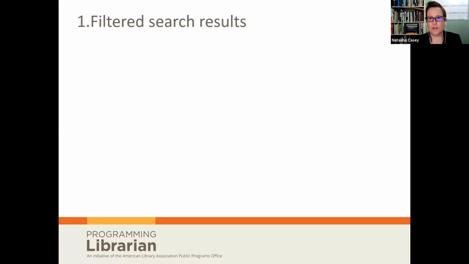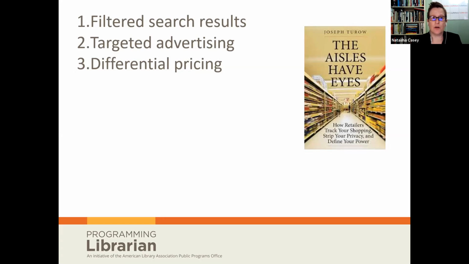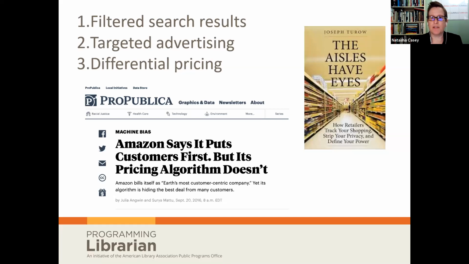The second on the list is targeted advertising. I've just talked about that. And the third one on the list is this idea of differential pricing. And that's a topic covered in Joseph Turow's book, which is also on the slide here, in which he notes that, quote, online shoppers who live in wealthy neighborhoods are offered products at different prices than those in less affluent neighborhoods. And if you could hit it one more time as well, there's just a line from a ProPublica report about some of the controversies over Amazon's differential pricing.